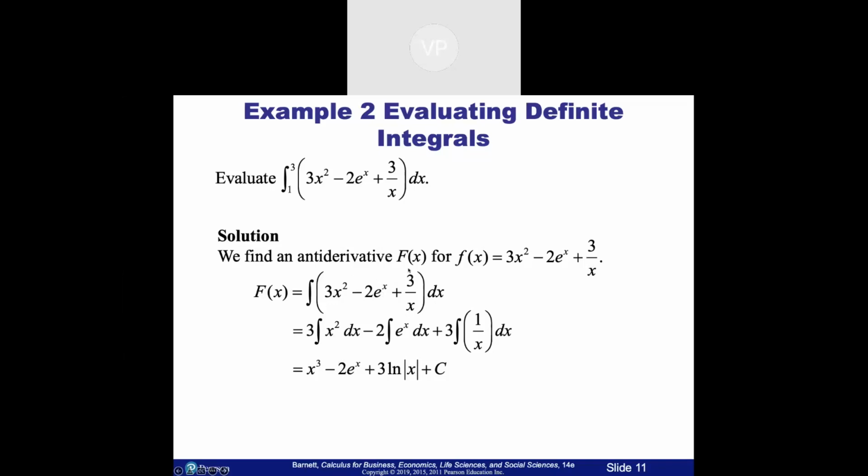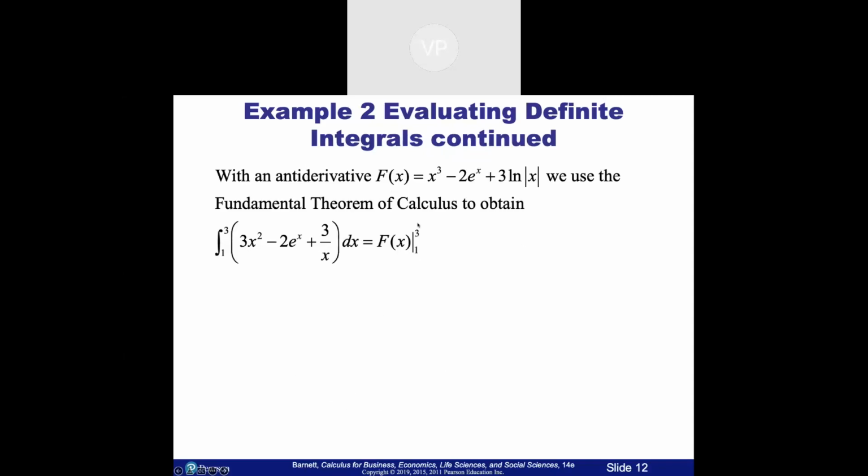And the last one, we have the integral of something over x. Remember the 1 over x right here? You integrate that, you get a natural log of x. So we get x cubed minus 2e^x plus 3 natural log of x. That's the integral of this original function. Now in the past, we'd have this plus C, but now we don't worry about the C. We're going to plug in the 3 and the 1.